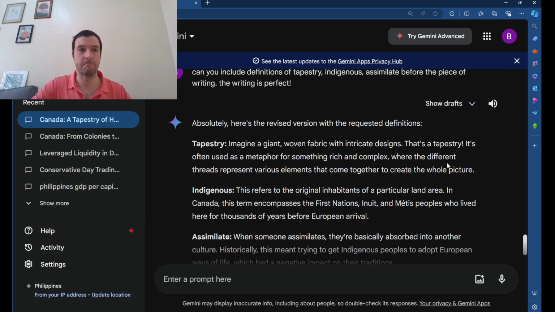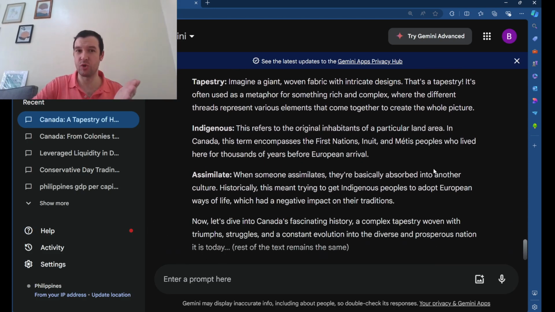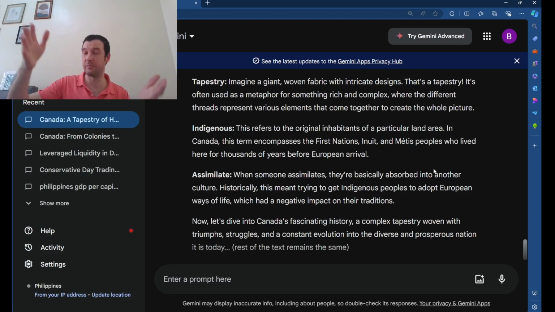So we have tapestry. Imagine a giant woven fabric with intricate design. So, in the olden days, they used to finely detail weave these amazing rugs or curtains or simply banners. That's tapestry.